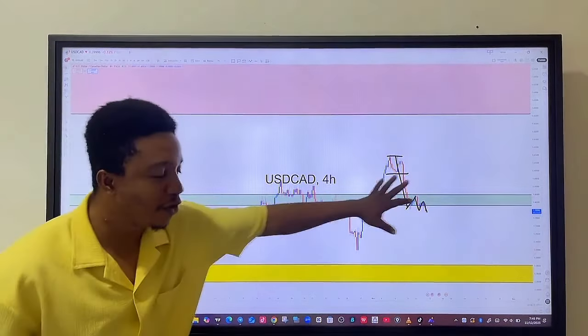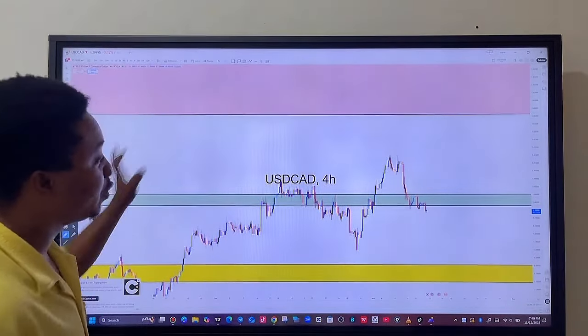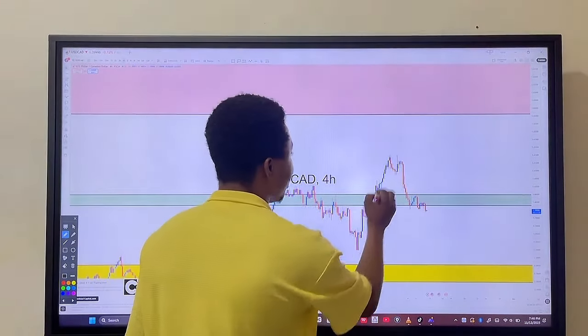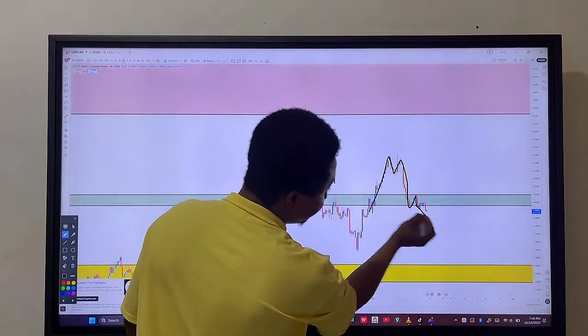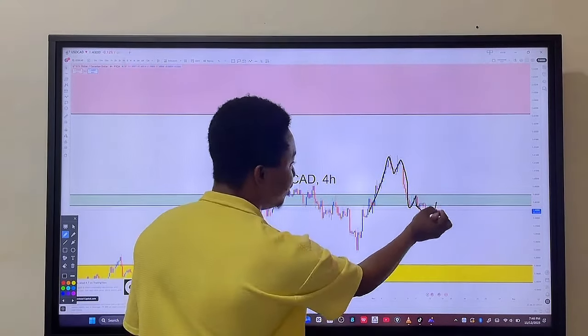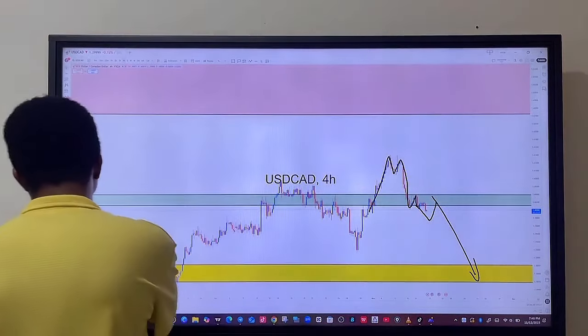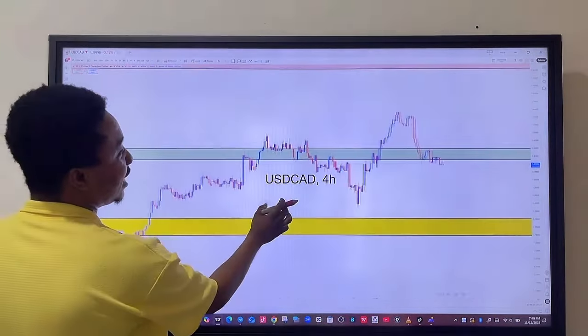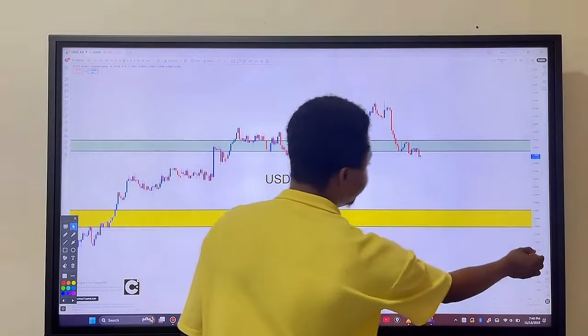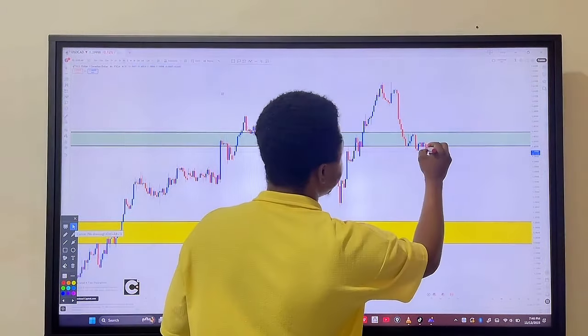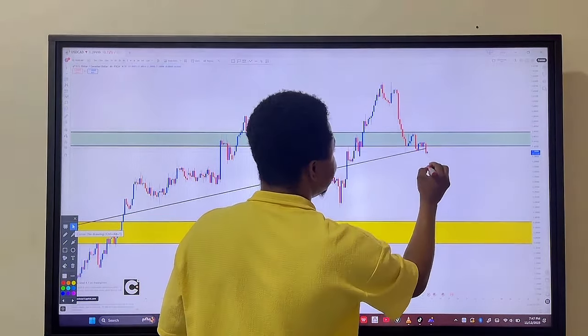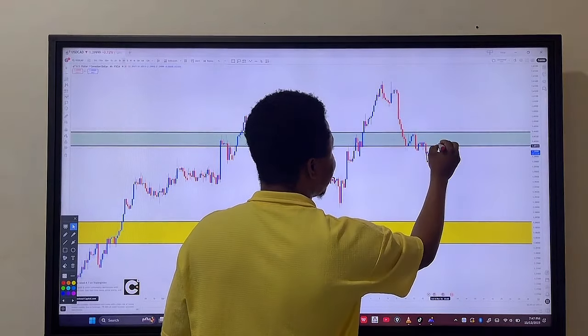Since we now understand that on the 4H price is in a downtrend, what are we going to do? We're going to wait for the next break to the downside, the next retest, and we sell all the way down. So USD CAD, this is exactly how we are going to pick our entry to the downside. I'll be expecting price to drop further to the downside, later retest again, and then we can sell all the way down on USD CAD.